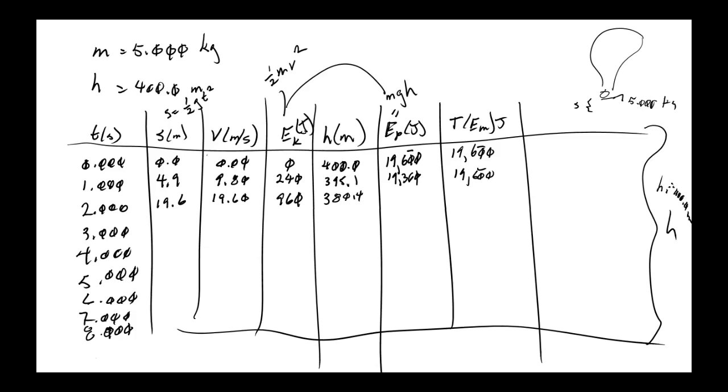All right. What's your potential energy? m g h, which is 5 times 9.8 times 380.4. Say again? 18,640? Okay. And then as a check, add that to 960. And what do you get? 19,600. Yes. All right. You see how this works?